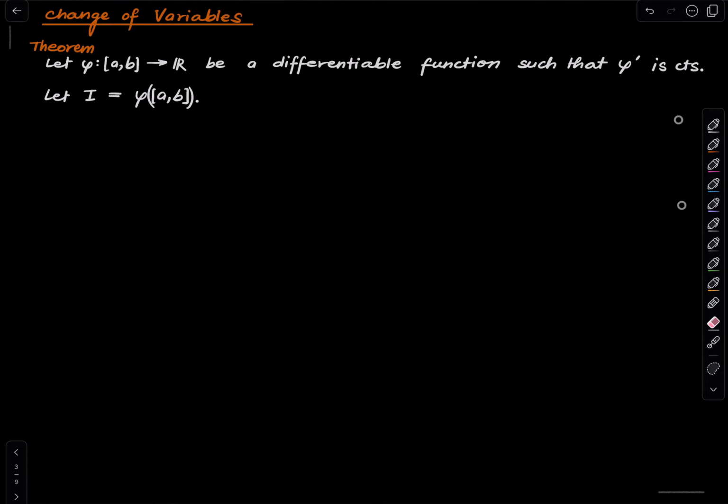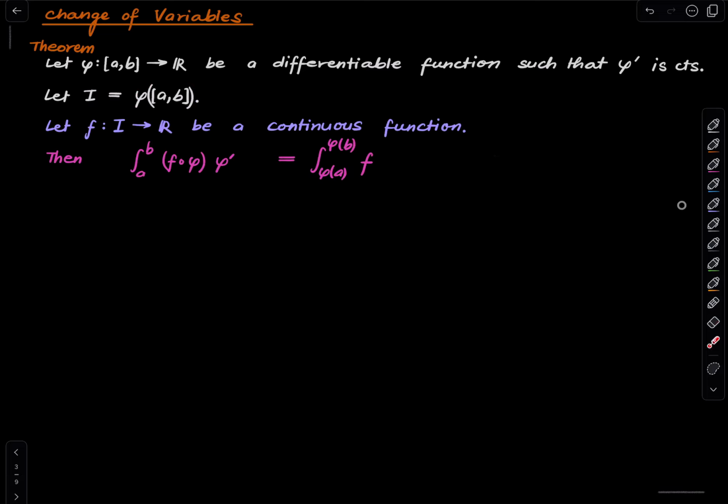So fix a differentiable function and assume its derivative is continuous. Again, it is not the most optimal hypothesis, I suppose, but let's keep it like that. So we have a differentiable function defined on a closed interval whose derivative is continuous. And its image will also be an interval by the intermediate value theorem or whatever. It is also a closed interval, in fact.